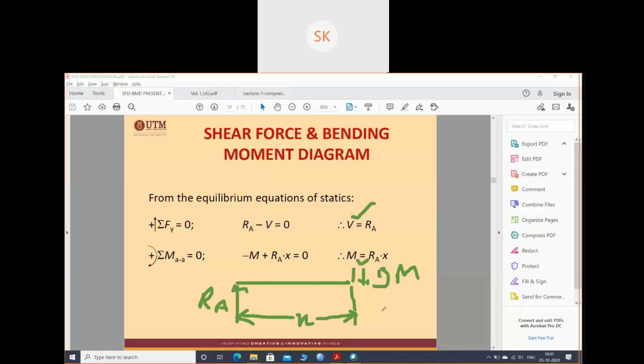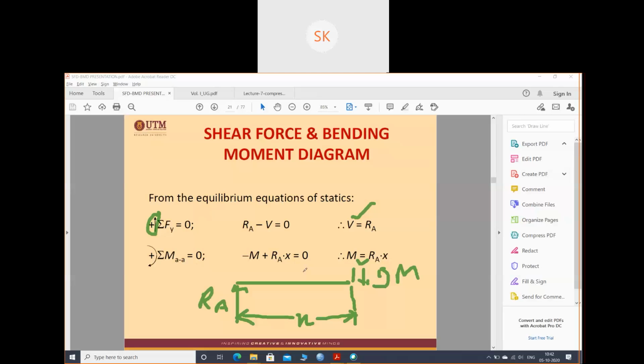Next, you need to find the moment about point A. This is the sign convention they have shown. Upward direction is taken as positive, and clockwise direction is positive. So what will be the moment about section A? Force into distance, RA into x. This is clockwise, so this will be a positive value. Now this moment is showing anti-clockwise direction, so it is minus. So I got the moment as RA into x.